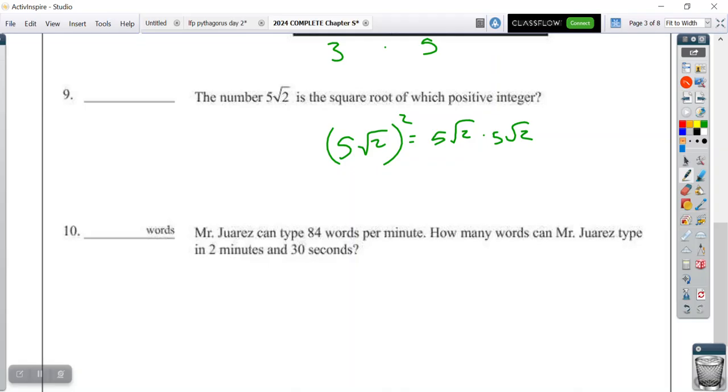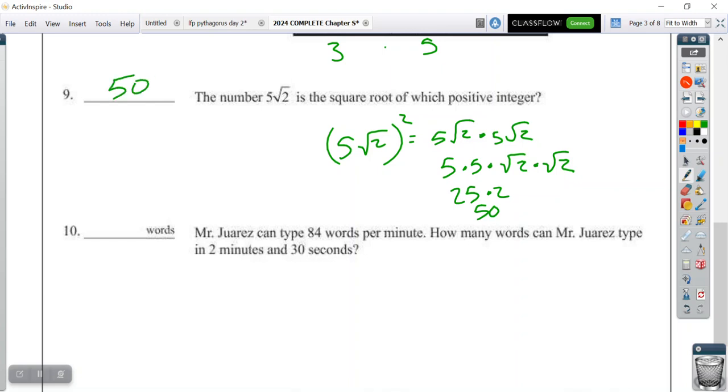Now, obviously, I'm doing this in a longer way so that you understand why, but you can do this much, much faster. And in multiplication, order does not matter. So I'm going to reorder this as 5 times root 2 times root 2. 5 times 5 is 25. Root 2 times root 2 is 2. 25 times 2 is 50. So that is my answer for number 9.